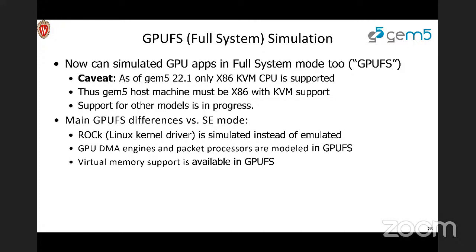Right now it only supports x86's KVM CPU. As you heard from Bobby this morning, there's a whole bunch of other models in gem5 right now, and those are not supported. Because it only supports the KVM CPU, it needs to run on a machine with KVM support, that is x86. We're working on adding support for other kinds of models, but if you have an x86 CPU with KVM support and you want to do GPU research, this is a big leap forward.